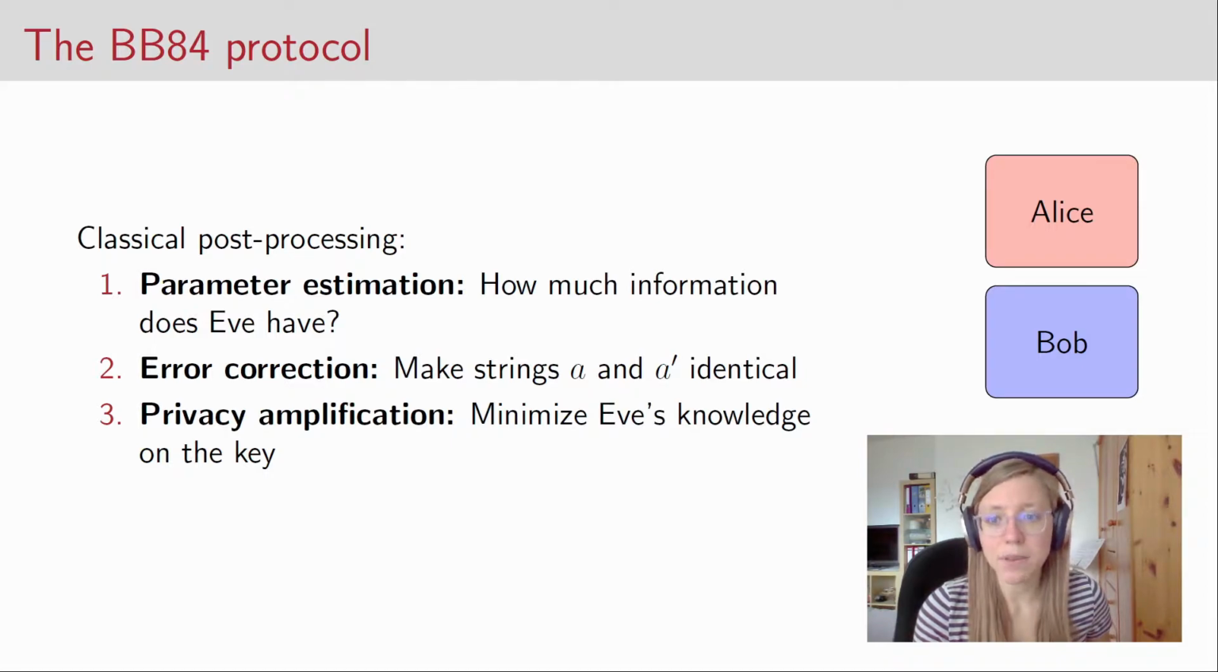The last step is the privacy amplification step, because to use the bit strings they have in an actual application as a secret key, they have to make sure that Eve has almost zero knowledge of the key.